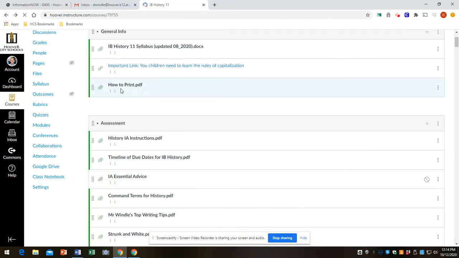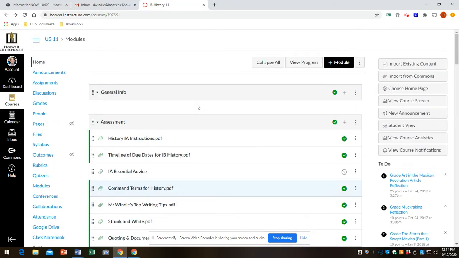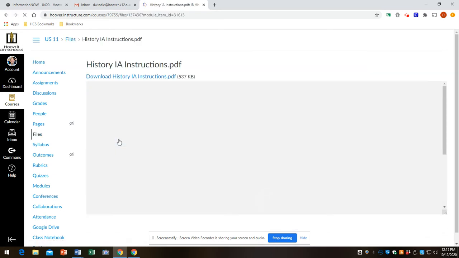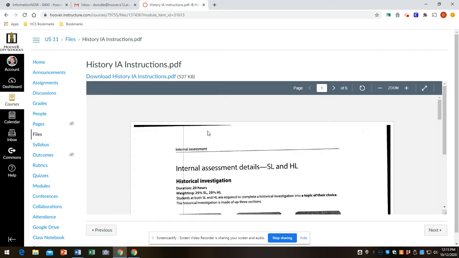All right, let's get started on our history internal assessment process. If you look at the second module here, assessment, the very first thing in it are the history IA instructions. So let's look at those.